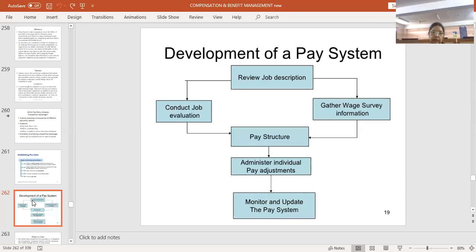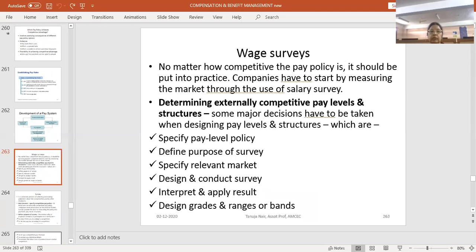your pay system. So these are the steps which are followed to build a pay system within the organization. Wage survey, we will see in the next class, what are the steps to be followed in a wage survey. So, I will stop here.